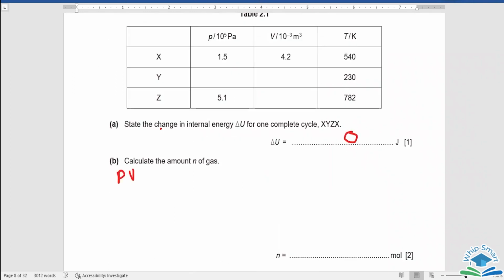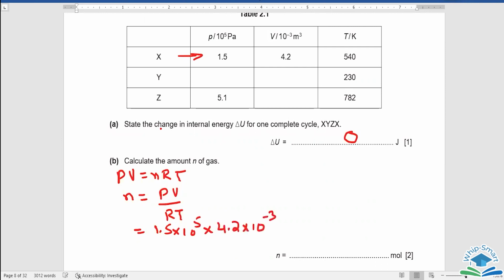B says calculate the amount of gas n, so we will use PV is equal to nRT. n equals PV upon RT. Putting the values of P, we can get these values. So 1.5 into 10 power 5 into volume. For volume, it is 4.2 into 10 power minus 3. Dividing it by 8.31 into 540. By using a calculator, we get 0.14 mole.